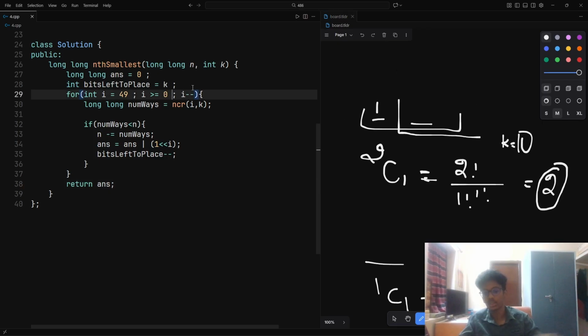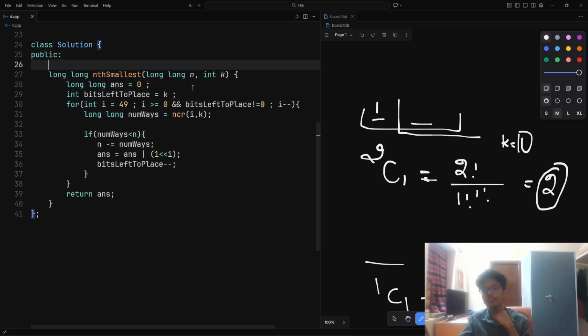That means we also need to check that the bits left to place shouldn't have been equal to 0. Okay, so this would be our main logic. Now we need to figure out how to actually compute this NCR. A simple pre-computation for NCR using Pascal's triangle.